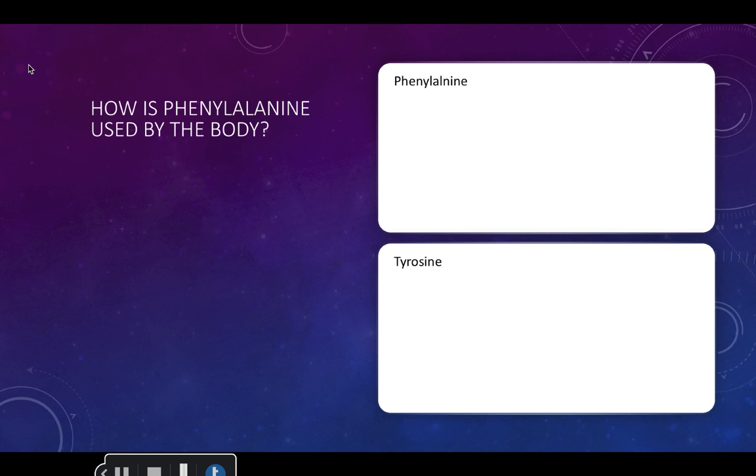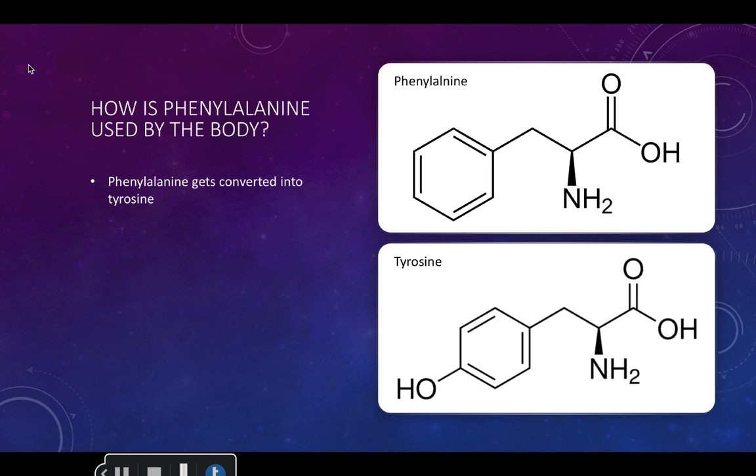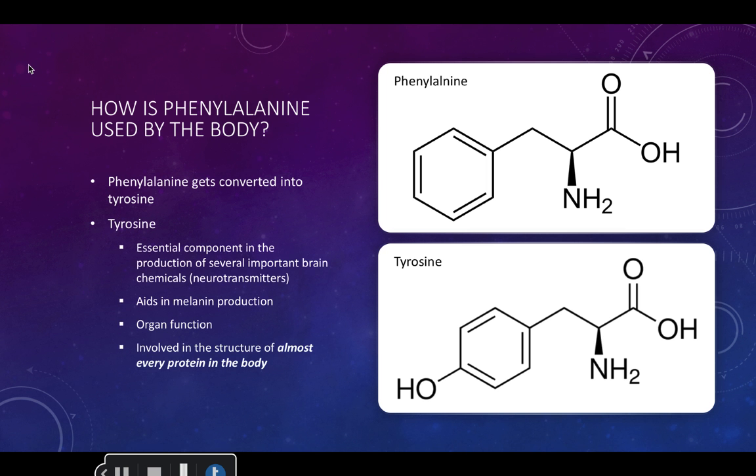Now we will discuss how phenylalanine is used in the body. Once a food containing phenylalanine is ingested, the body begins changing phenylalanine into tyrosine, which is another essential amino acid. The only difference in molecular structure between phenylalanine and tyrosine is that tyrosine has an additional hydroxyl group, or OH group, which can be seen here.